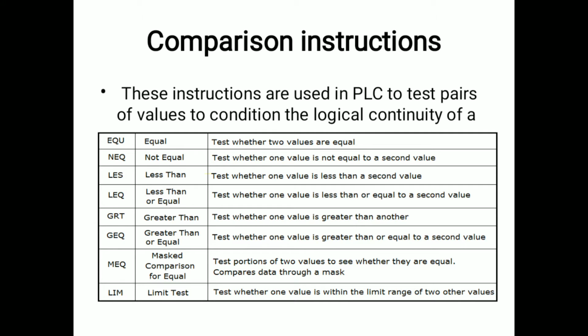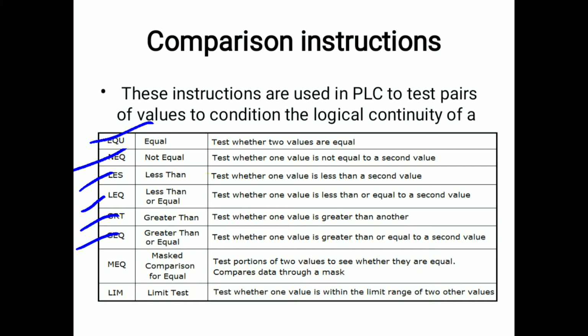In comparison instructions we have the equal instruction, which is used to test whether two values are equal. And we have the not equal condition, used to test that one value is not equal to the second value. Less than tests whether one value is less than a second value. Similarly, we have LEQ, less than or equal, which tests whether one value is less than or equal to a second value. The next instruction is greater than, which tests whether one value is greater than another. Similarly, greater than or equal to tests whether one value is greater than or equal to a second value.